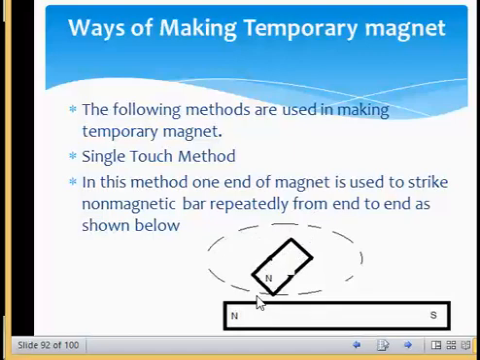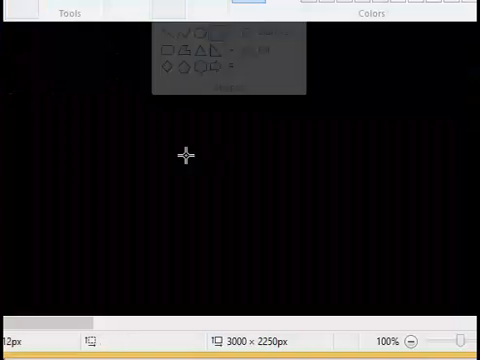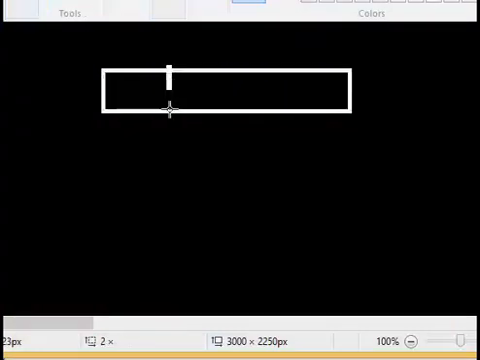It is a process by which you make a material that is not magnetic in nature become magnetic by bringing it close to a magnetic material. One of the processes we employ is known as the single touch method. In this method, one end of the magnet is used to strike the non-magnetic bar repeatedly from one end, as shown. Now, remember, every magnetic bar has two poles, right?